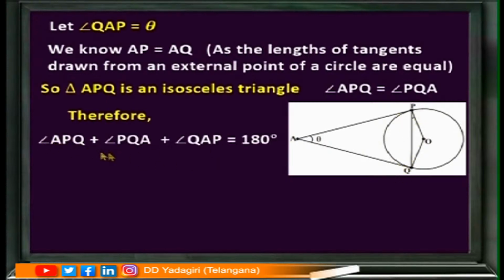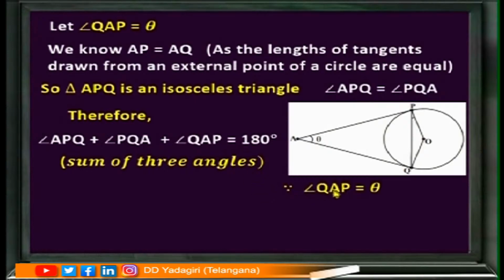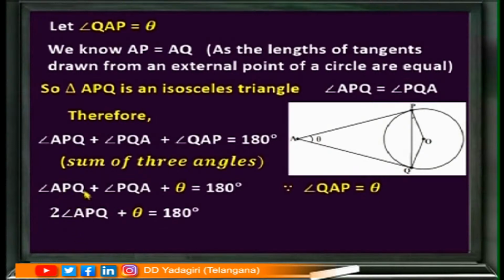Therefore, we know one theorem. What is that? The sum of angles in a triangle is always 180 degrees. So, APQ is a triangle where the sum of angles APQ plus PQA plus QAP is equal to 180 degrees. Now, angle QAP is equal to theta. I have supposed it. So, substituting, it becomes APQ plus PQA plus theta is equal to 180 degrees. Now, APQ and PQA are both the same.